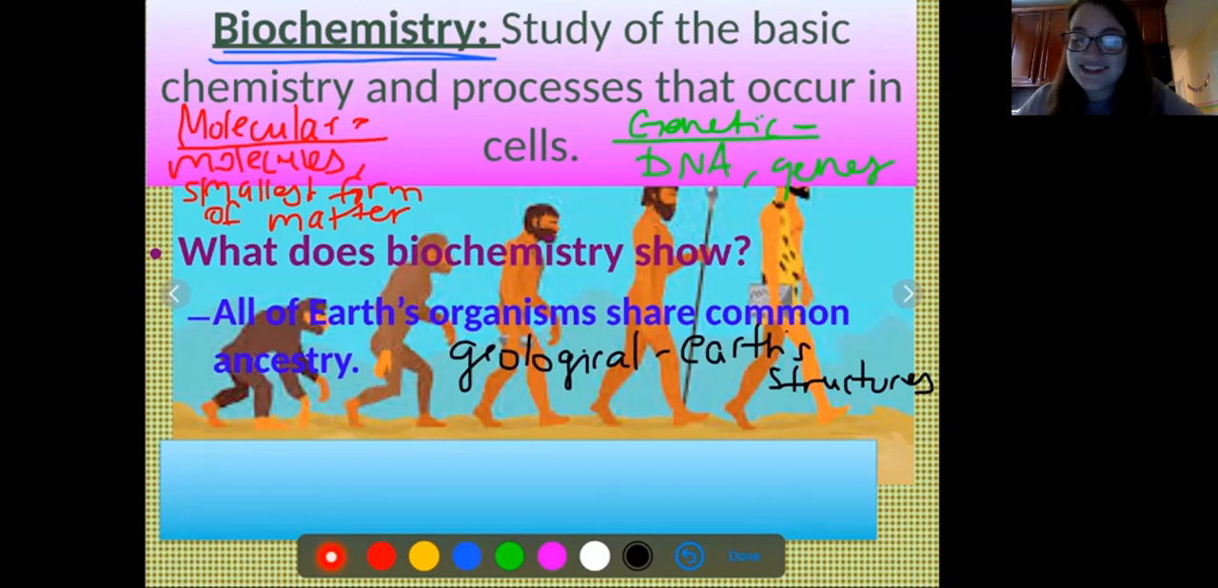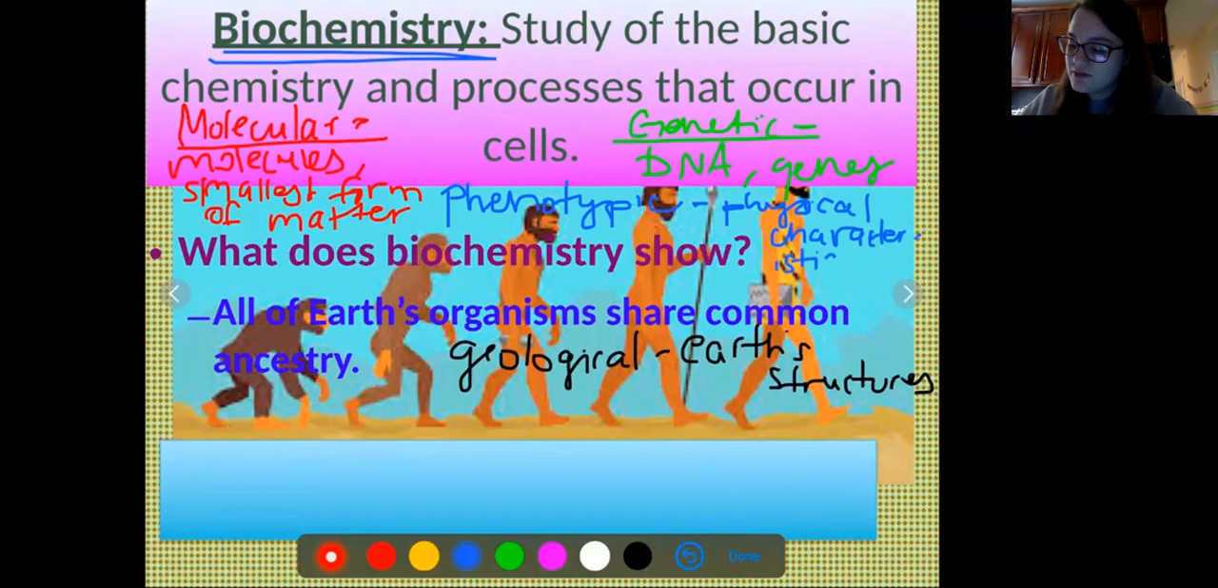And finally, the last type of evidence that's possible is phenotypic. So phenotypic evidence. Think back to genotypes and phenotypes. When we talked about phenotypes, we were talking about physical characteristics of an organism. Hope you can read that.